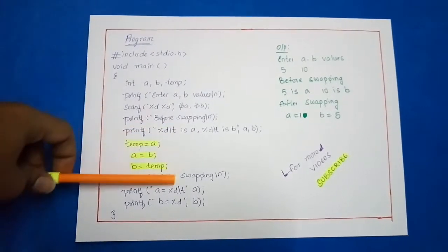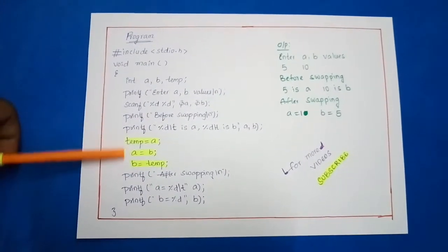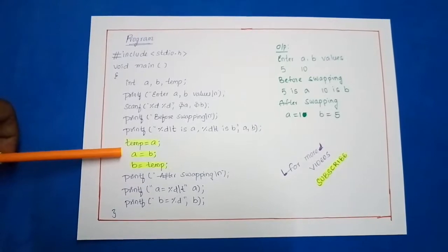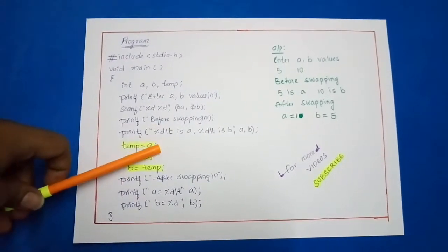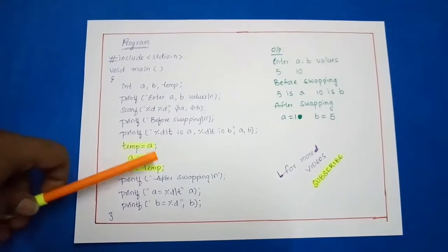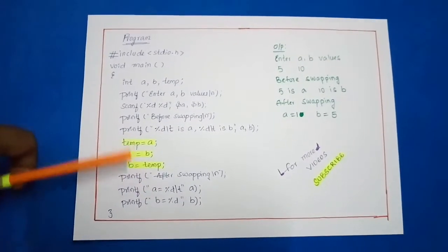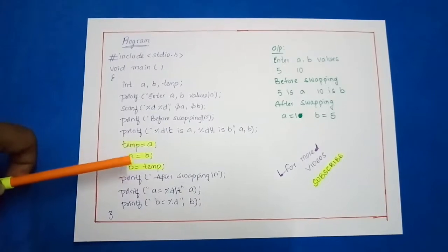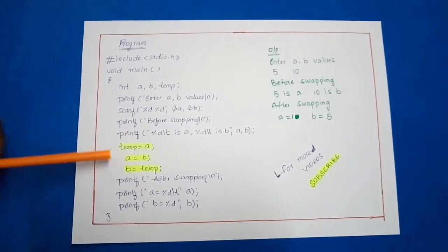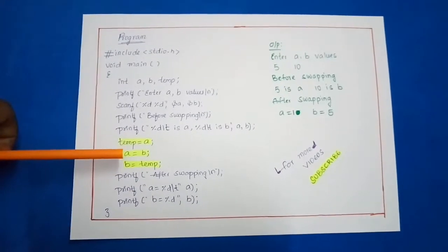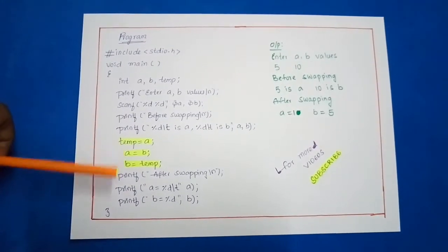Now these three highlighted lines show the code for swapping of two numbers. First we assign the a value to temp, the b value to a, and then the temp value to b. By this, the a value is stored in b, and the b value is stored in a. These three statements are the actual code for swapping of two numbers.